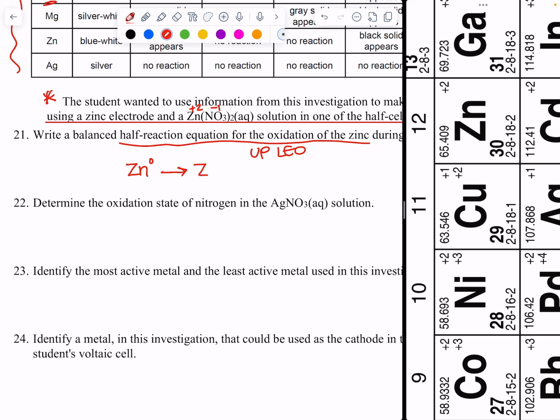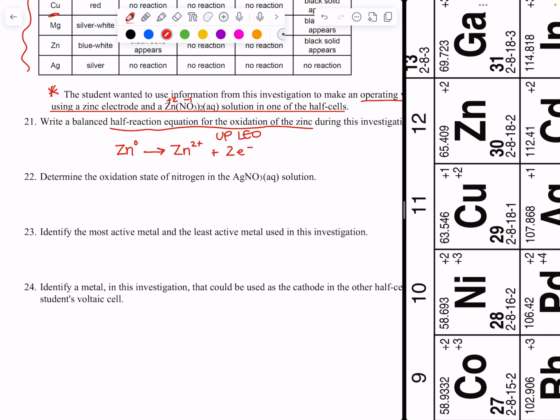It's turning into zinc 2+. It's losing how many electrons? 2 electrons, because it must be balanced by mass and charge. That's it. Determine the oxidation state of nitrogen in the silver nitrate solution.